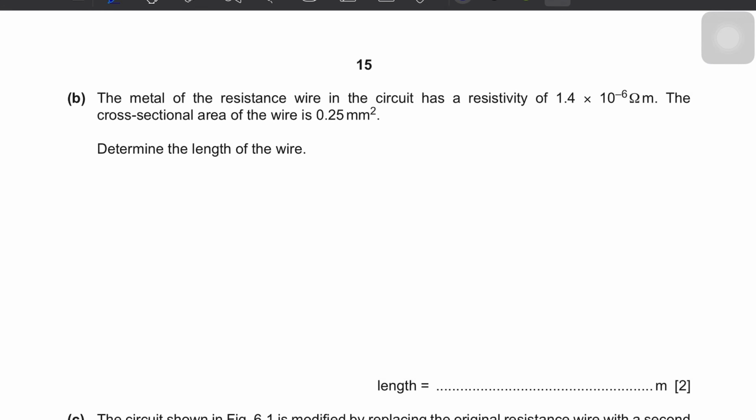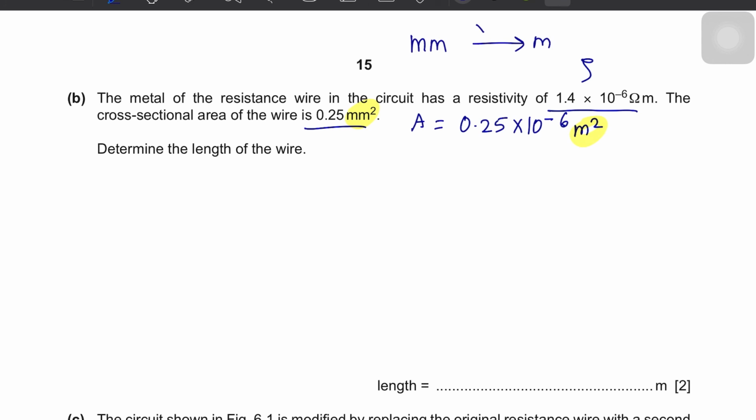Next, it is giving us the resistivity and the area of cross section. It is in millimeter square, so the area of cross section will be 0.25 times 10 to the power of negative 6 meter square. This is in millimeter square. We have to convert that into meter square, and that has to be multiplied by 10 to the power negative 6. Okay, in case you don't remember, millimeter to meter, we have to multiply by 10 to the power negative 3. Because it's millimeter square, we will square this as well. So that will become 10 to the power negative 6.